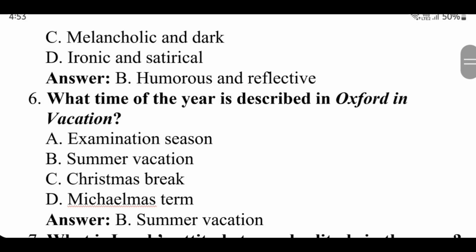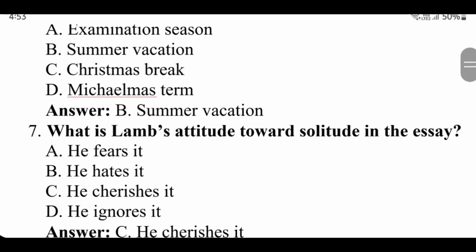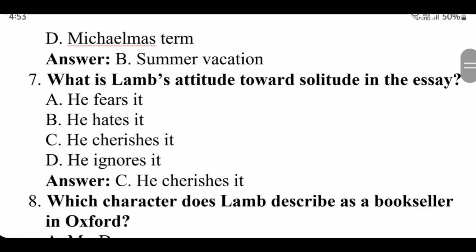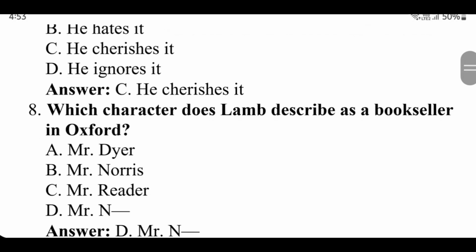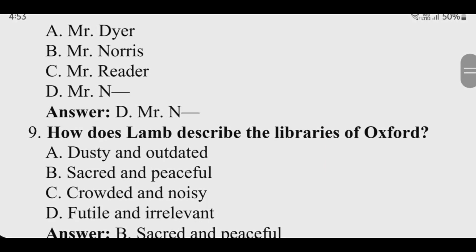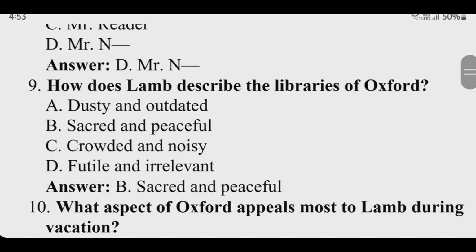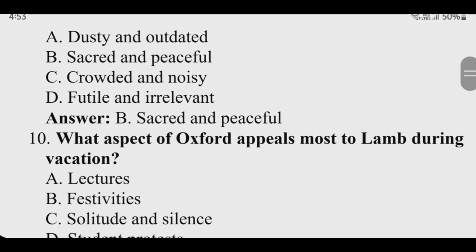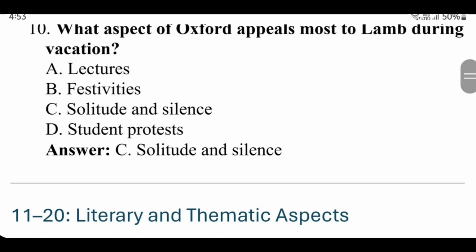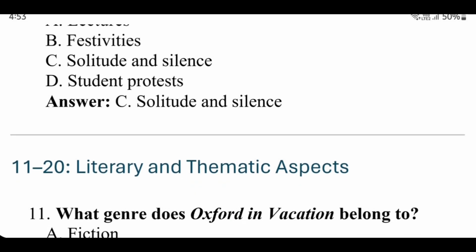What time of year is described in Oxford in Vacation? It's summer vacation. What is Lamb's attitude towards solitude in the essay? He cherishes it. Which character does Lamb describe as a bookseller in Oxford? It's Mr. N. How does Lamb describe the libraries of Oxford? They are sacred and peaceful. What aspect of Oxford appeals most to Lamb during vacations? It's solitude and silence. Now some questions about literary and thematic aspects used in this essay.